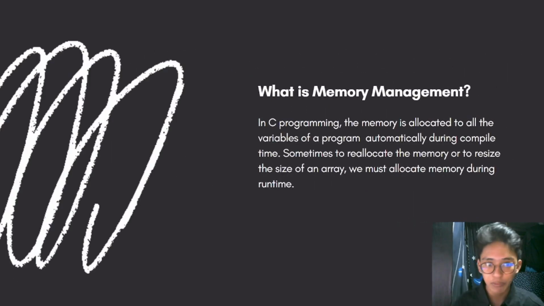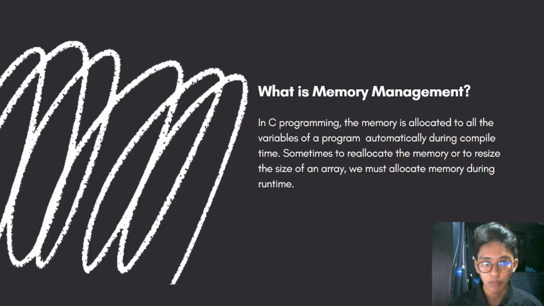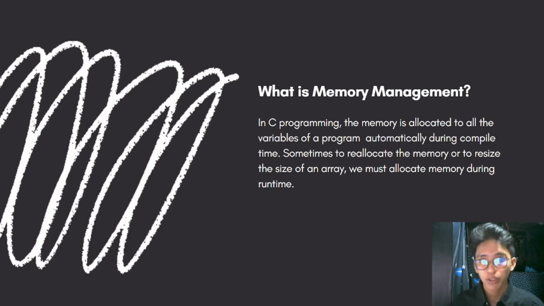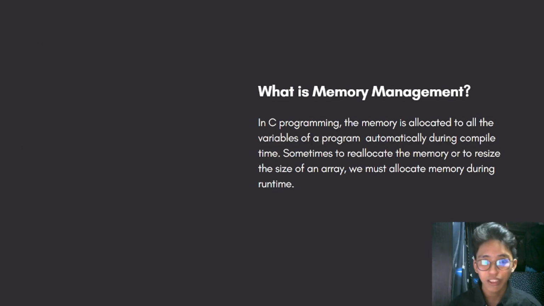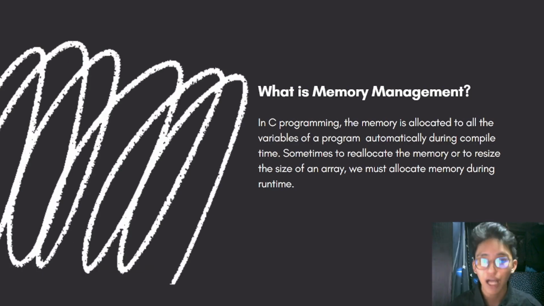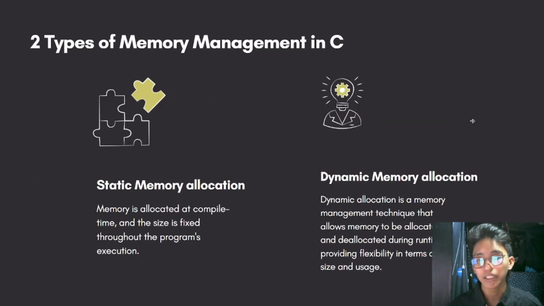In C programming, memory is allocated to all the variables of the program automatically during compile time. But sometimes we have to reallocate memory or resize an array. Therefore, we must allocate memory during runtime. So that's where the two types of memory management in C come in.